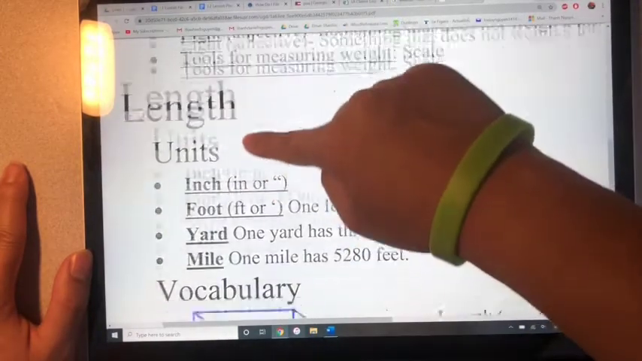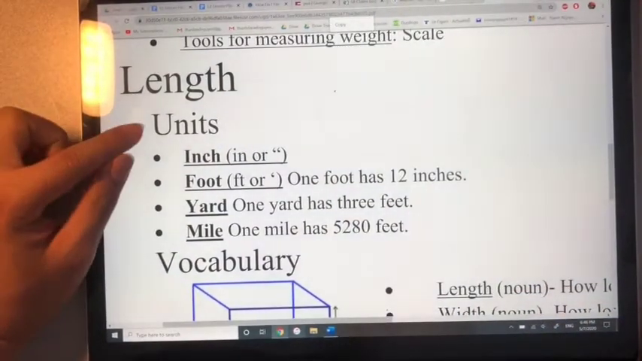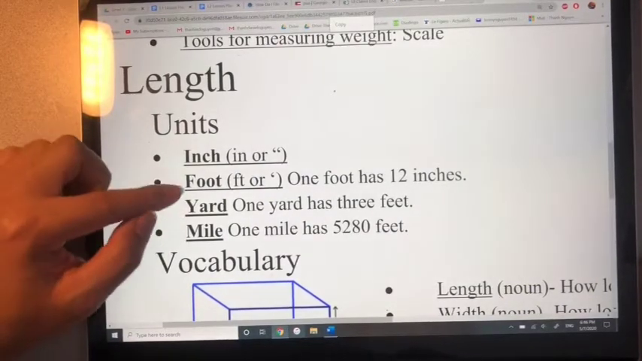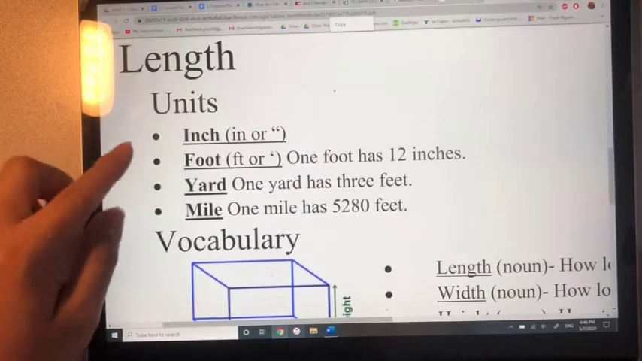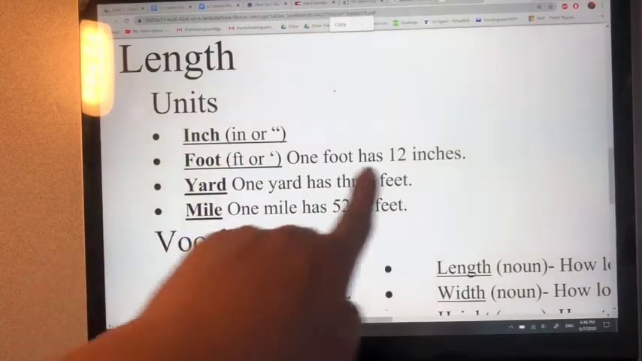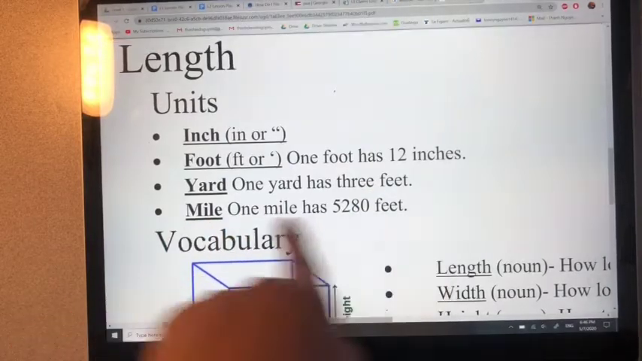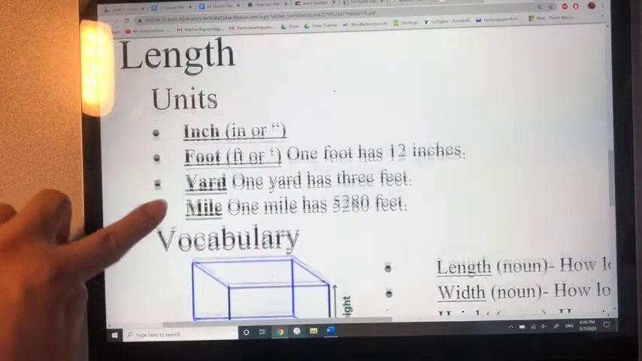Up next, we have length. The units for length are inch, foot, yard, and mile. So, as you know by now, 1 foot has 12 inches, 1 yard has 3 feet, and the mile is not important. Nobody can count a mile.